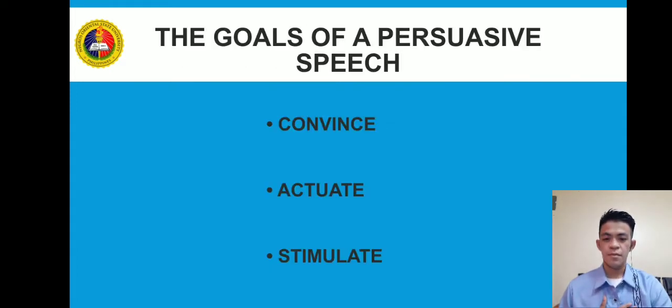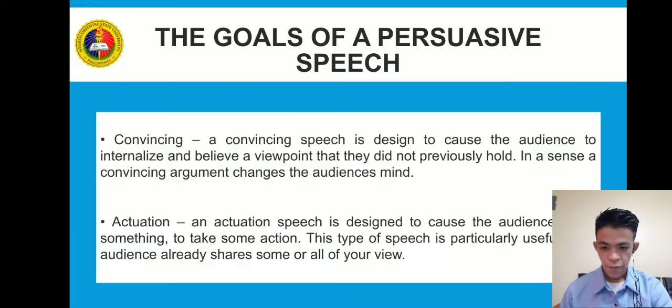Next, there are goals of a persuasive speech. The goals of a persuasive speech are to convince, actuate, and stimulate. First, let's have convincing. A convincing speech is designed to cause the audience to internalize and believe a viewpoint that they did not previously hold. In a sense, a convincing argument changes the audience's mind.